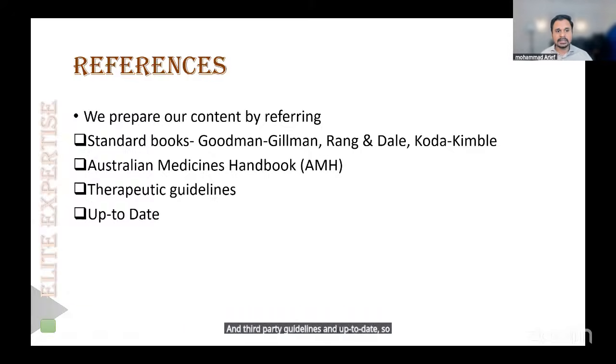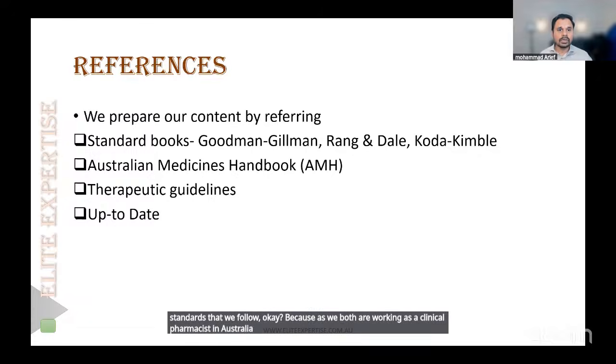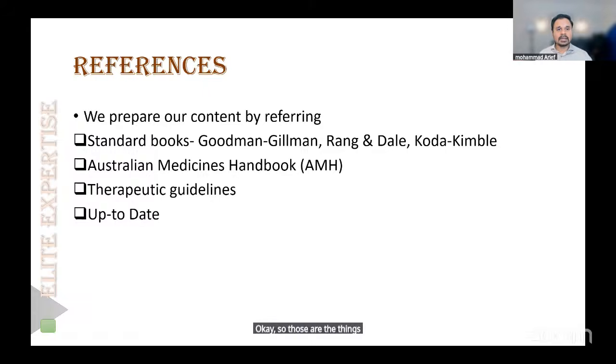So these are the main Australian-based standards that we follow, okay, because as we both are working as clinical pharmacists in Australia, we know the standards that apply in Australia. So the practice changes that keep happening day-to-day are the things we will incorporate in our slides. Those are the things that we keep teaching to all our students in each class, every day, okay.